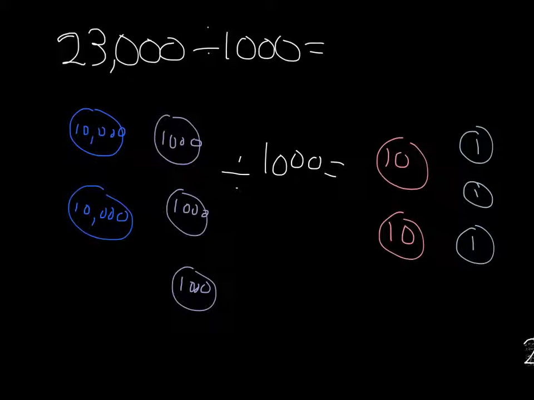Okay, and you probably suspected this, that when we divided by 1,000, which has 3 zeros, we would take away 3 zeros from the dividend. And so 23,000 divided by 1,000, as we can see in our answer, is 23. 23 times 1,000 equals 23,000. So let's take just a minute to review all 3 problems we've worked on.